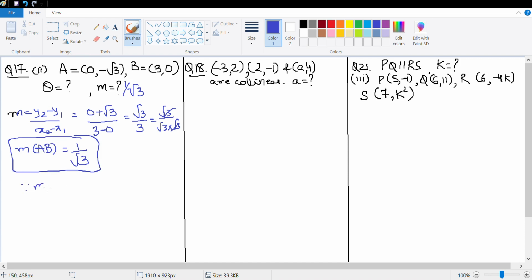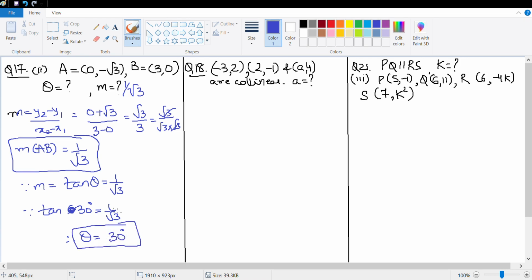Since m is equal to tan theta, which is given equal to 1 upon root 3, and since tan 60 degrees is root 3, tan 30 degrees is equal to 1 upon root 3. Therefore, angle of inclination, which is theta, is equal to 30 degrees. Perfect. Part 2 also done. Let's look at question number 18.